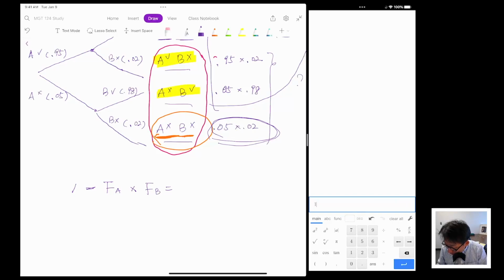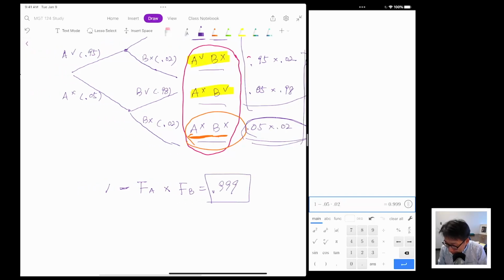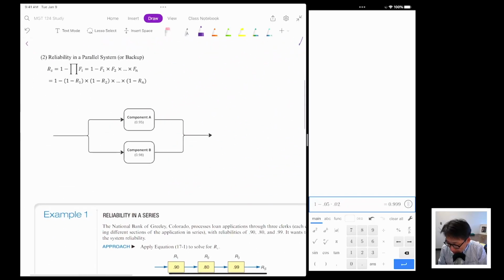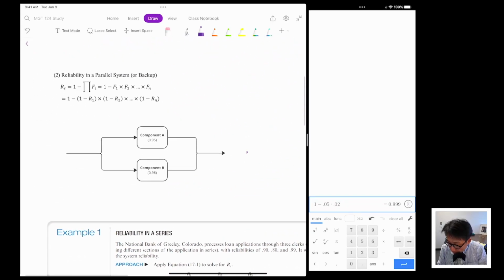1 minus 0.05 multiplied by 0.02. It's going to be 0.999. So as you can see, in this design our reliability is fairly high at 99.9%. It's higher than any of those numbers.